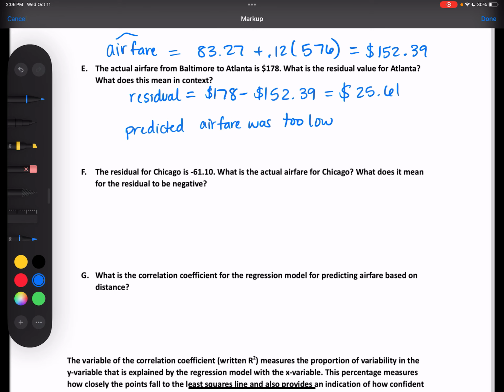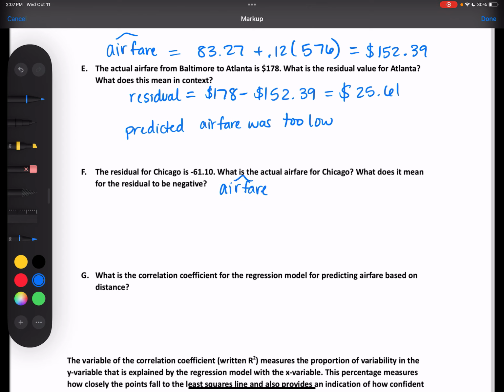All right, so this next one, the residual for Chicago is negative 61.10. What is the actual airfare for Chicago, and what does it mean for the residual to be negative? This one's a little confusing because they give you an amount in the table, but we actually need to show how to get there. So pretend that it's not in the table. The answer will be similar, but not exactly. It may not always be that way.